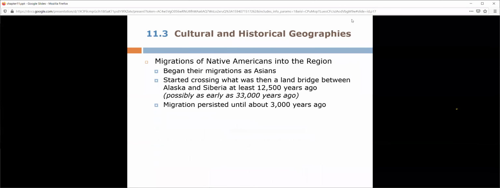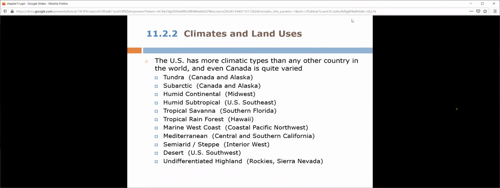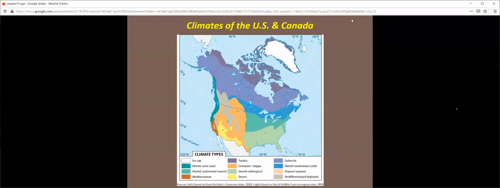So yeah. Climate use, right? We went over this list already. Lots of variety of climate. Like every climate that we talked about in previous regions all exist in the region we're talking about here. And they exist almost exclusively in the continental United States. Once you get into Canada, you're basically all subarctic and tundra.